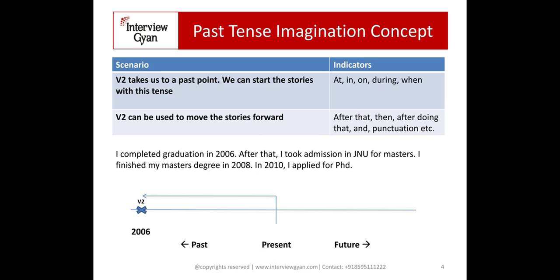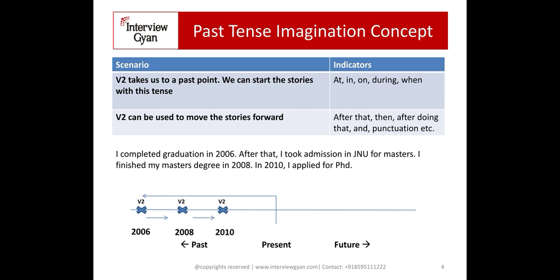Let's see the example once again. So "I completed graduation in 2006. After that, I took admission in JNU for masters. I finished my master's degree in 2008." Now just imagine this statement. "I finished master's degree in 2008." So with respect to the previous action that was completed graduation in 2006, we are moving forward in the past. So just see this image from 2006. If the story goes forward, you need to use second form. Similarly, let's move forward. "In 2010, I applied for PhD." So the moment story goes forward, we can again use second form.